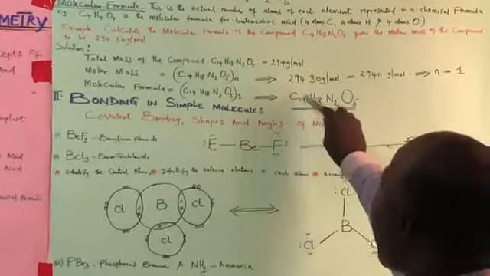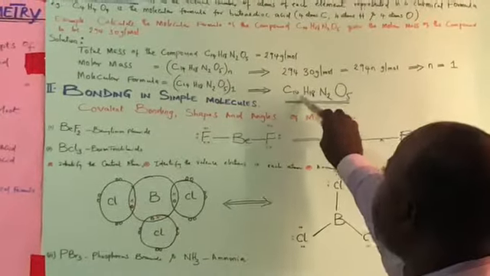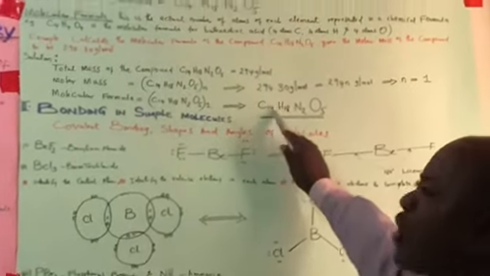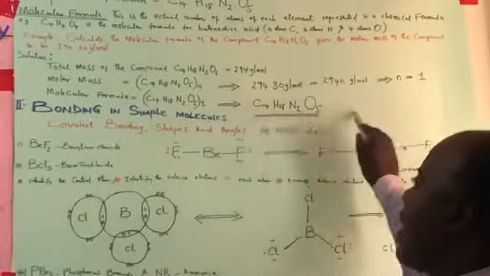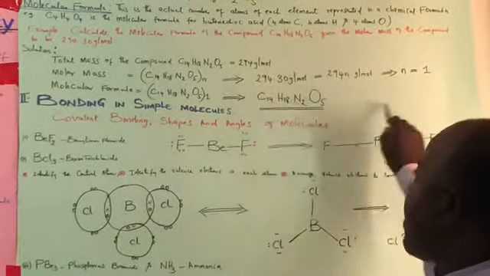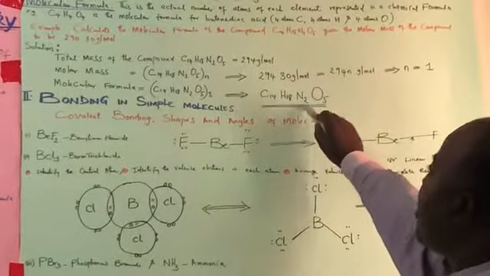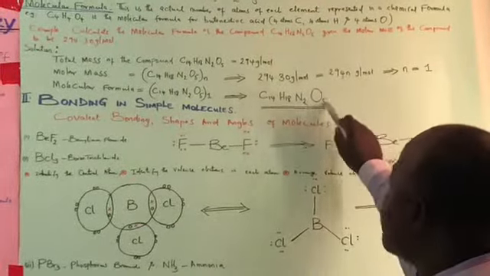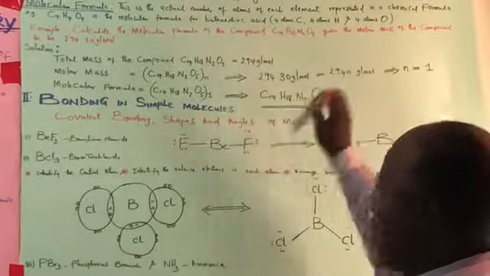These are the actual number of atoms of each of the elements present in this compound. 14 is the actual number of atoms of carbon in this compound. 18 is the actual number of atoms of hydrogen in this compound. 2 is the actual number of nitrogen atoms in this compound. And 5 is the actual number of atoms of oxygen present in this compound.